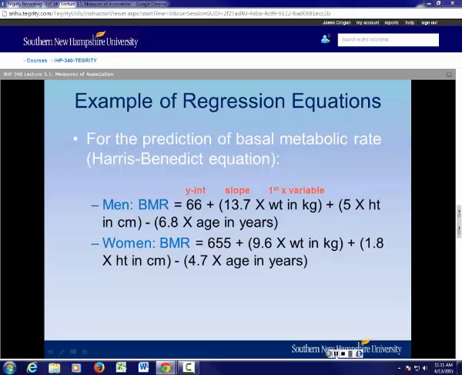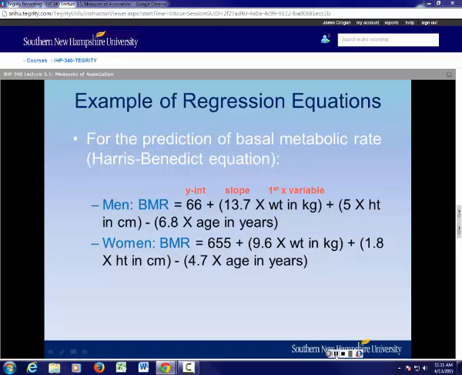You have to go into the lab. They need specialized equipment. You have to go in under certain conditions, fasting, and you have to relax. It takes a long time to measure this. You have to have specialized equipment. So it's a big deal to actually directly measure basal metabolic rate.